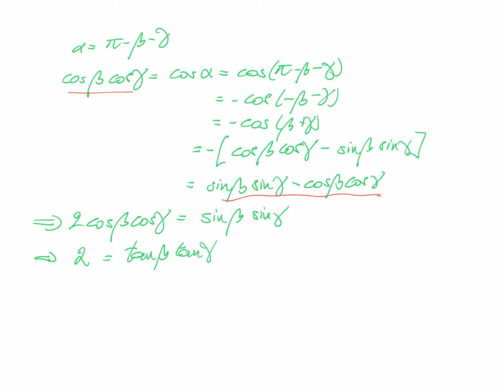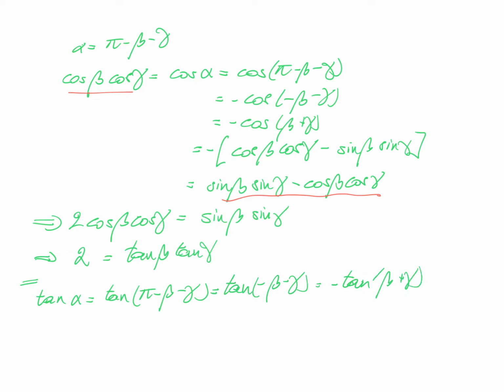So now we have used up everything that we know, and it's time to move on to what we have to prove. So we want to prove that tangent alpha is equal to some other formula. So we start off with tangent alpha. Tangent alpha is, as we already saw, the tangent of pi minus beta minus gamma. This tangent is the same as the tangent of minus beta minus gamma. And we also know that the tangent of a negative angle is the negative tangent of the angle. So here we can take out the minus, so to speak. So this is minus the tangent of beta plus gamma.